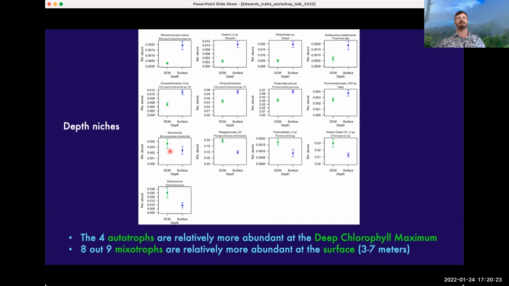So this one, Micromonas, Bathycoccus, Chloropicon, Ostreococcus, all those have a high relative abundance at DCM relative to the surface. And then for the mixotrophs, 8 out of 9 of them were more abundant at the surface than the DCM. So that's all these 8 up here. Then there's one mixotroph that behaves more like the autotrophs, which is interesting. And that's Florenciella, which is that slowest grazing mixotroph.